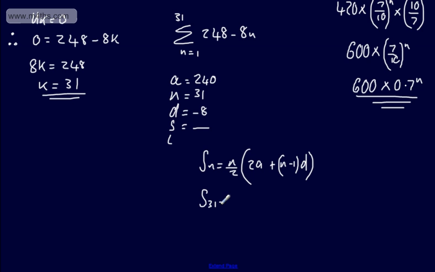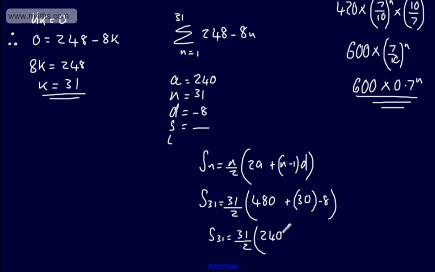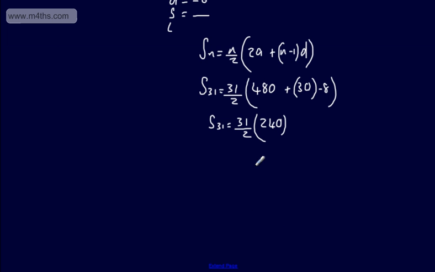So we can say the sum of 31 terms is 31 over 2 times 2 lots of a, which is going to give me 480, plus n minus 1 times d, which is going to be plus 30 times minus 8. So let's go ahead and tidy this up. You can use a calculator, of course. 31 over 2 times 480 minus 240, which is 240. So that's going to give me 31 over 2 times 240. We can say that that is going to give me 120 times 31, which should give 3720. Do check that on a calculator. That looks pretty good to me, and that will give us the correct value.